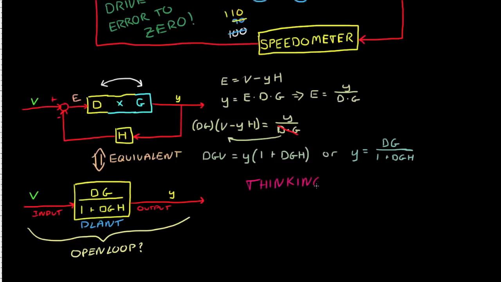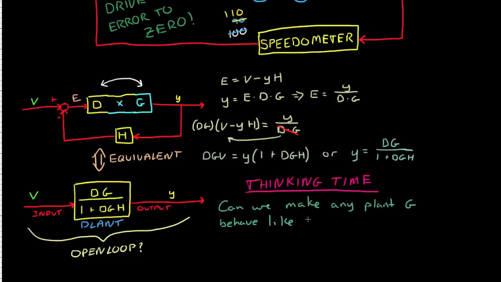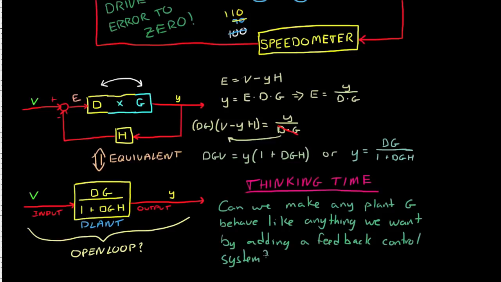Now here's something to ponder until the next video. What are the limitations of feedback control? In other words, can we make any plant G behave like anything we choose just by adding a feedback control system, which is made up of a controller D and a sensor H?